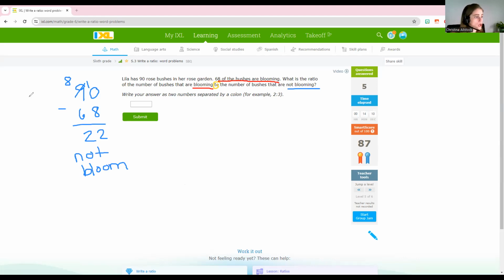All right, let's write our ratio to finish this problem off. We want the number of blooming, which was 68, compared to the number that is not blooming, which is 22. And you'll be able to just type that right in. Remember to use the colon. That's the format this is wanting us to use, and you'll get it correct.